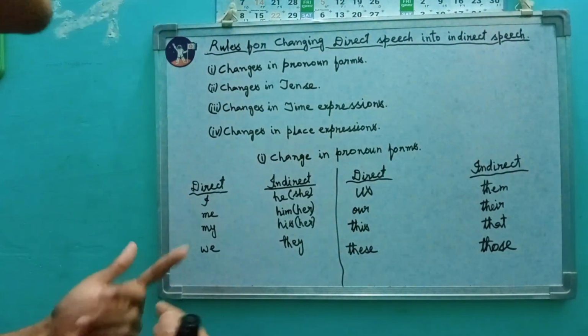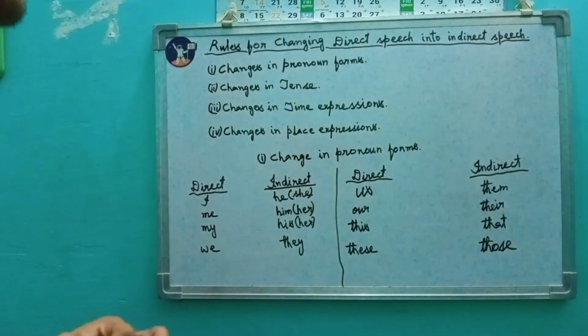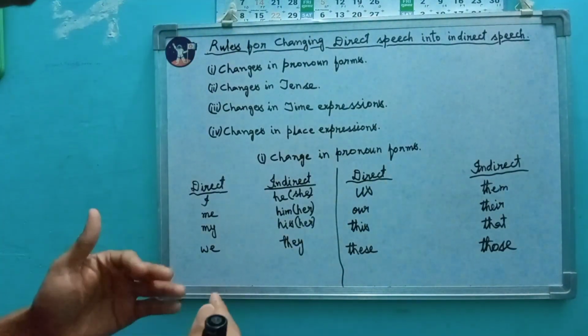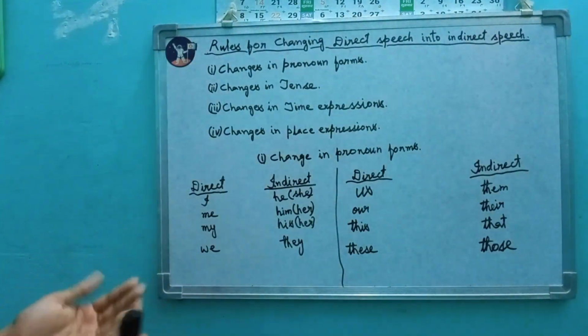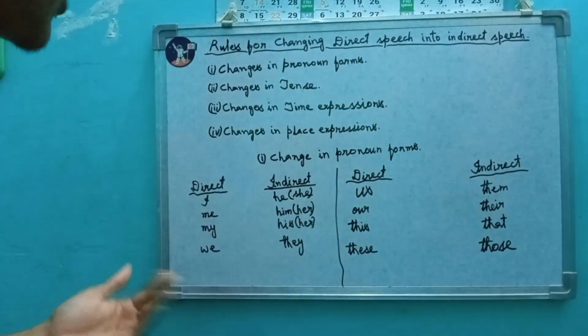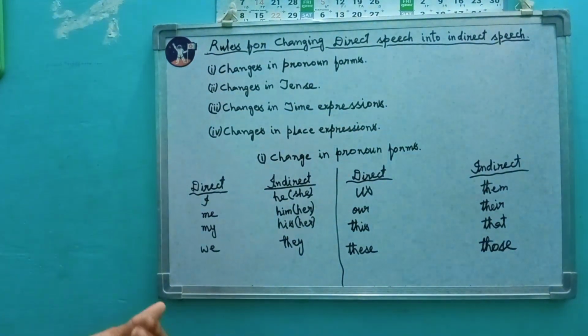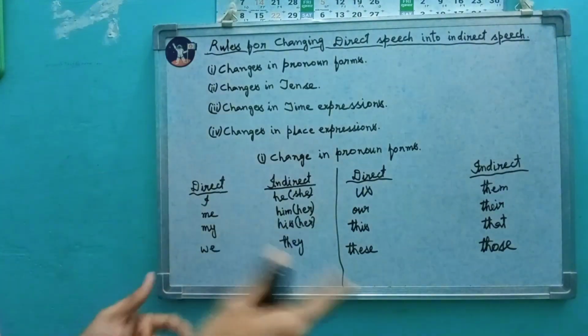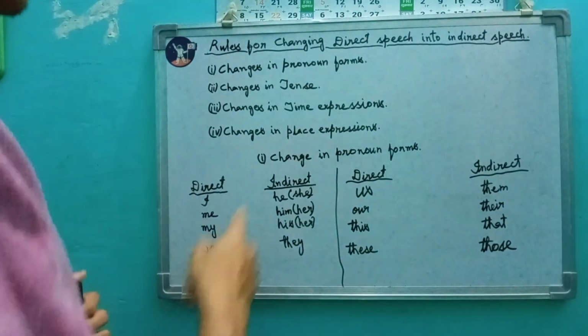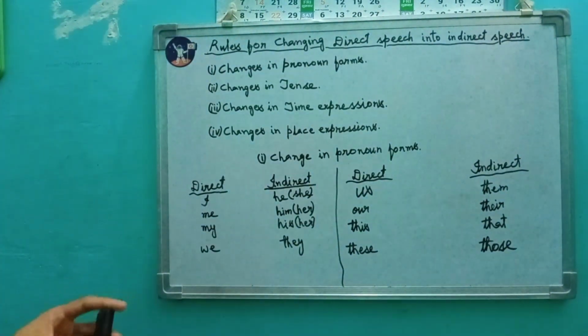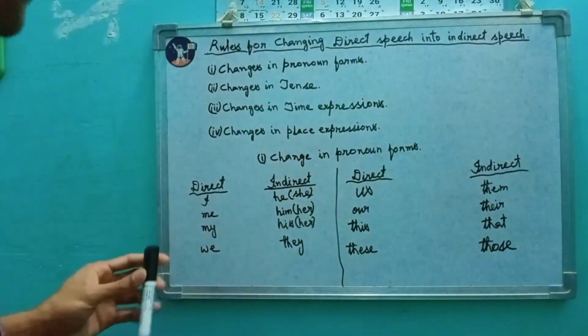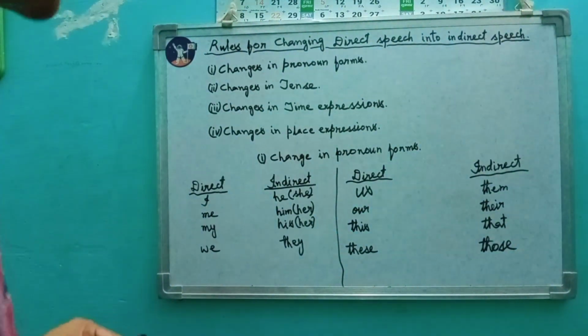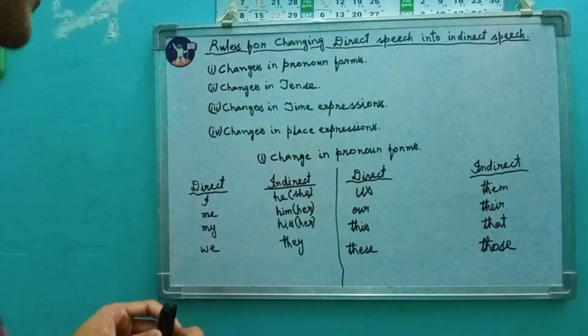Fourth, change in place expression. We also need to change place expression. For example, in the direct speech we say come, and in the indirect speech we change it to go. First of all, we discuss changes in pronoun forms.